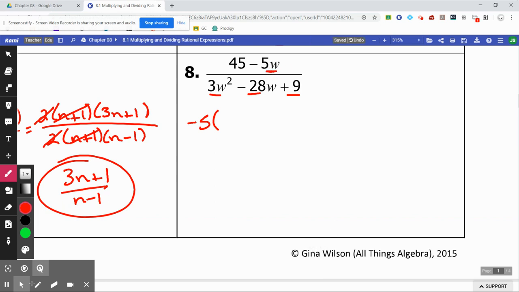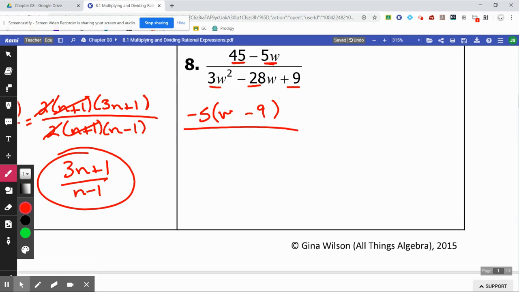So when I factor out a negative 5, I now have a negative 9 and a positive w. And I don't like the order there, so I would flip-flop those around and put the w first and the minus 9 second. So when you factor out a negative, if you ever need to flip-flop these terms, factor a negative out and it will.